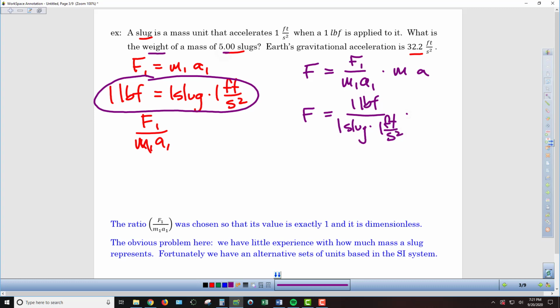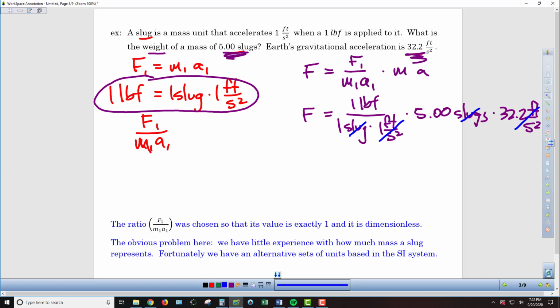Now my new mass is this 5 slugs, so I'm going to plug that in for m into my F equals ma with the constant of proportionality there. 5 slugs times, here's my new acceleration, 32.2 feet per second squared. Now if we take a moment and pay attention to the units here, my feet per second squared are going to cancel, my slugs are going to cancel, and so indeed I'm going to end up with my desired units of force, 1 pound, pound force.